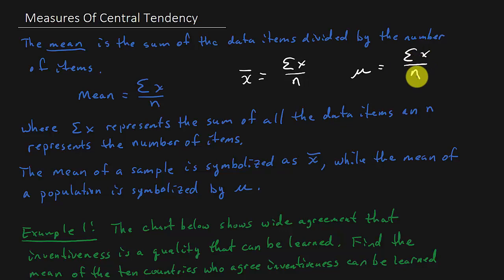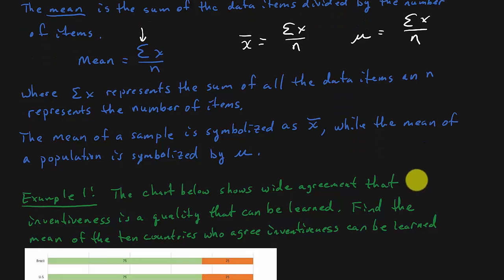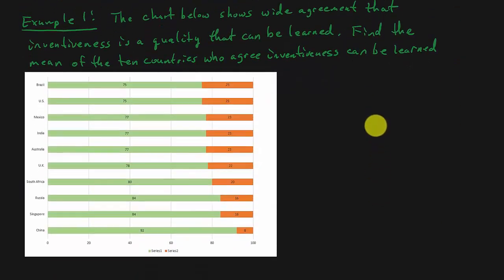I talked about the difference between sample and population in the previous video on sampling. The main thing you've got to get from this is this symbol here. That just means to sum, to sum up all the values. All right, so let's look at our example here.